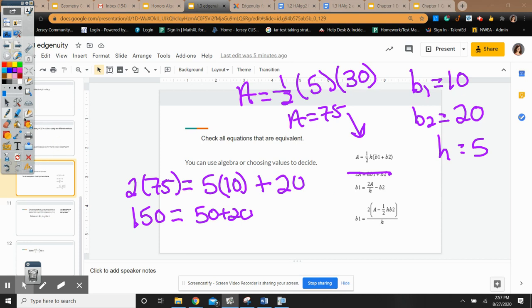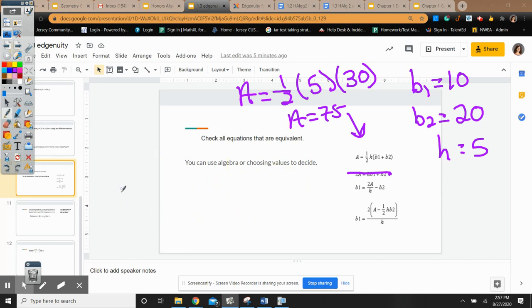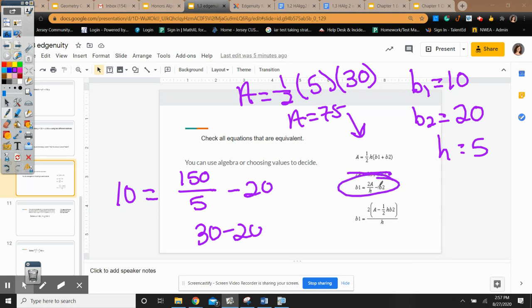Let's try the next one. B1, we have that as 10. Does that equal 2a, which would be 2 times a, or 150, divided by h, which is 5, minus 20? 150 divided by 5 is 30 minus 20. Does that equal 10? Yes, this one works.